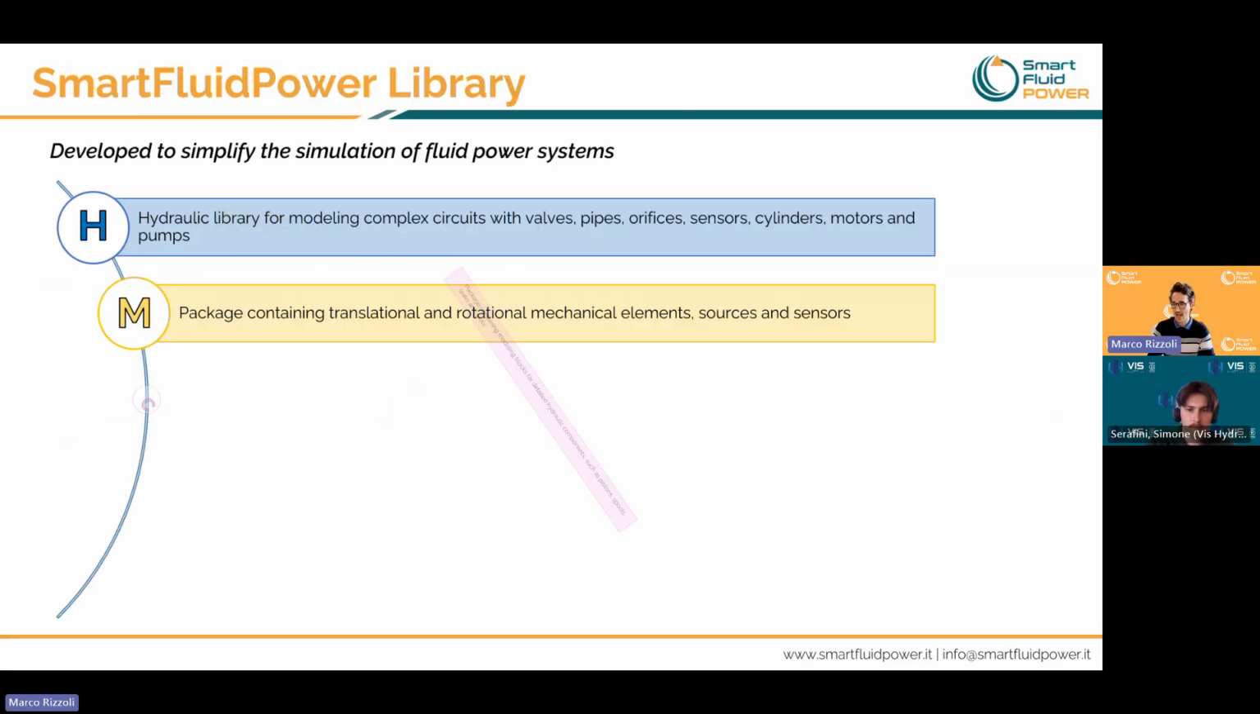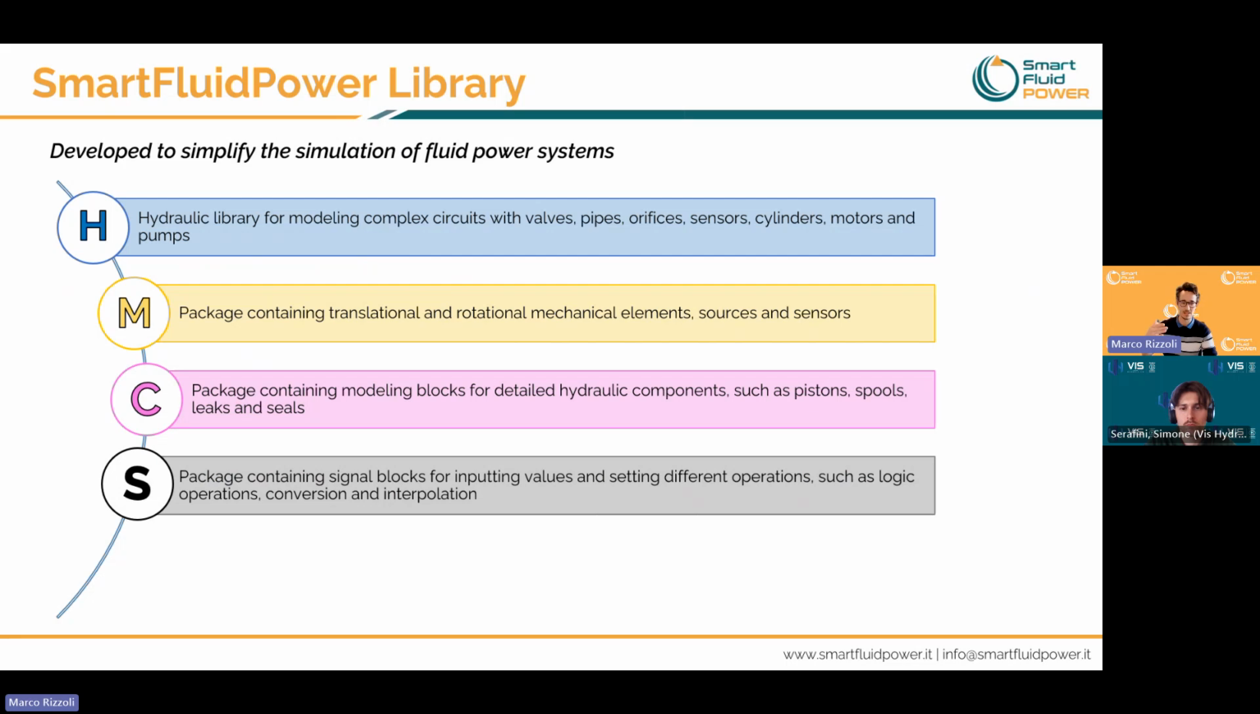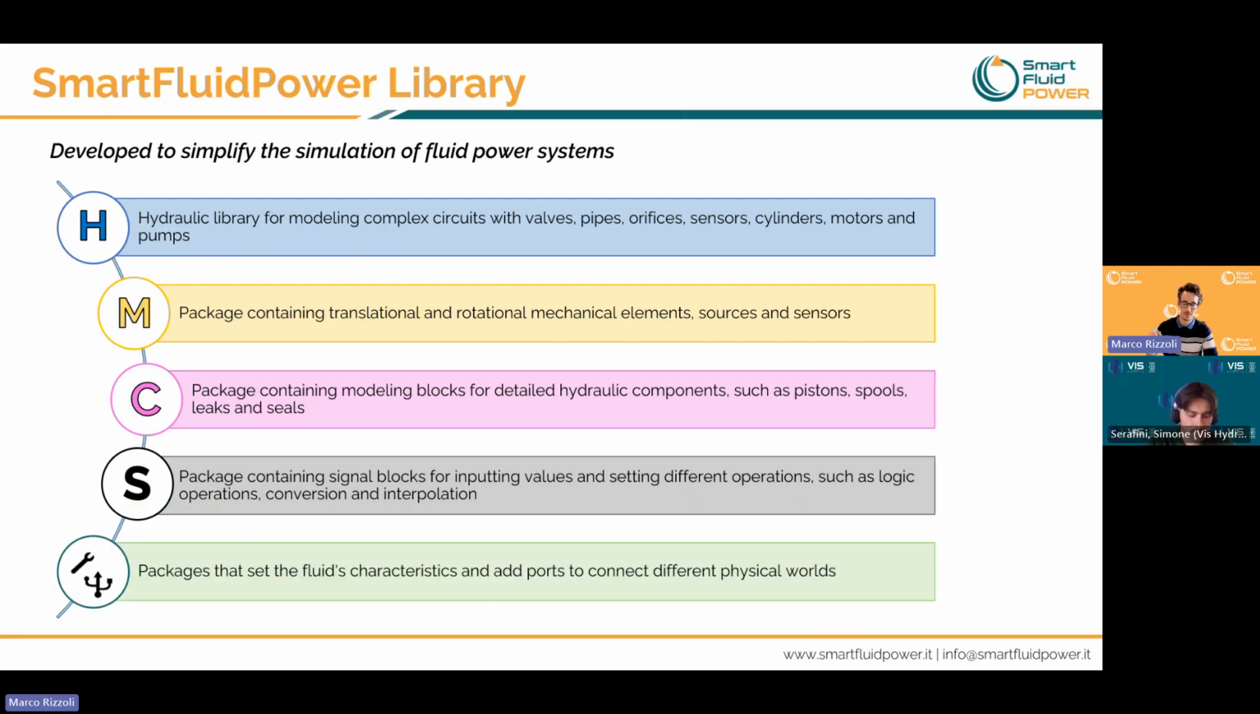The library has a structure and it is divided in sections. The first one is the hydraulic section, the more generic one, that contains valving, pipes, orifices, and pumps. And then we have the mechanical library that helps us to interface the hydraulic library with actuators and with motors.